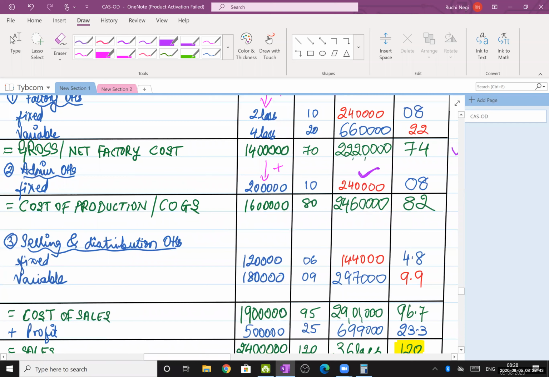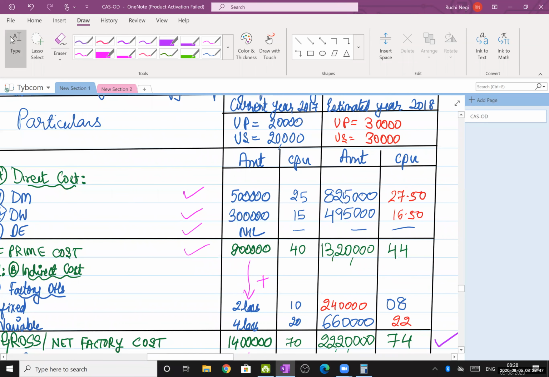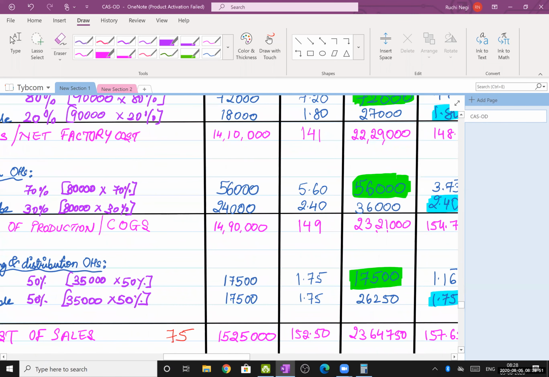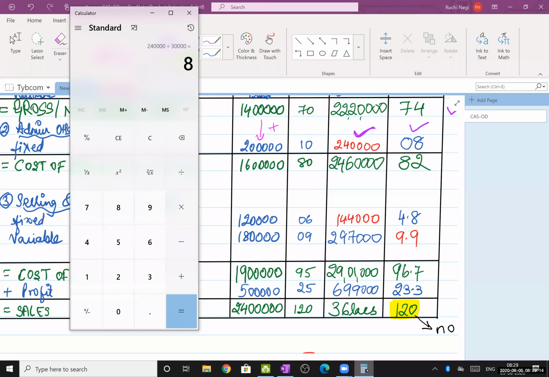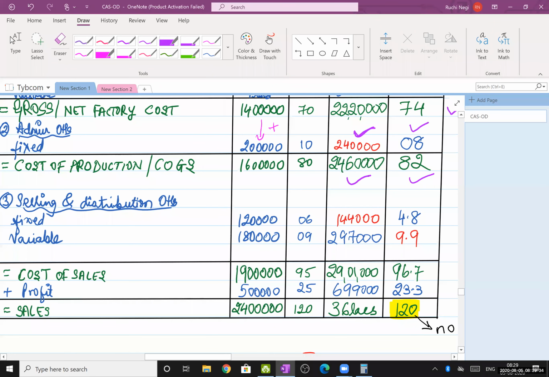2 lakh 40. Then 2 lakh 40 divided by 30,000 will give you the per unit. 8 rupees. Okay, here. Then cost of production. You can calculate from CPU also, okay? 74 plus 8, 82. And then you can multiply 82 into 30, 24 lakh 60. This way also you can do, okay? Or you can add the amount column and then divide. Or you can go with CPU and then multiply.